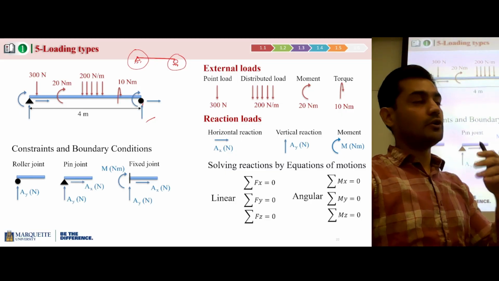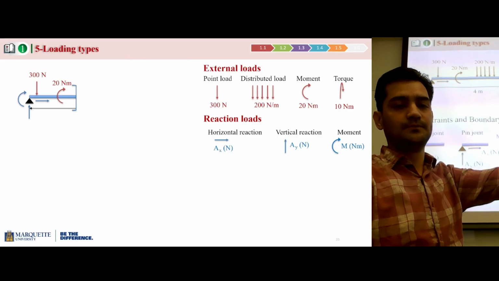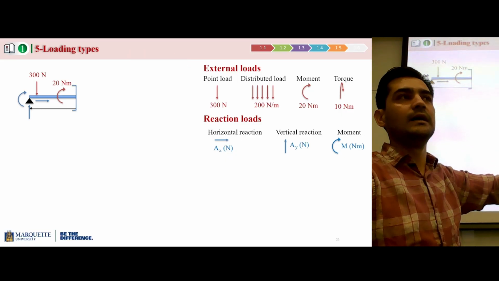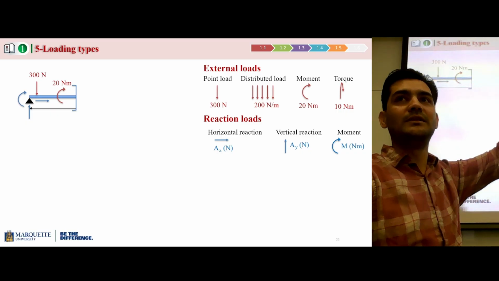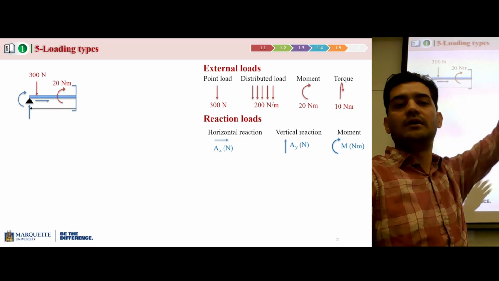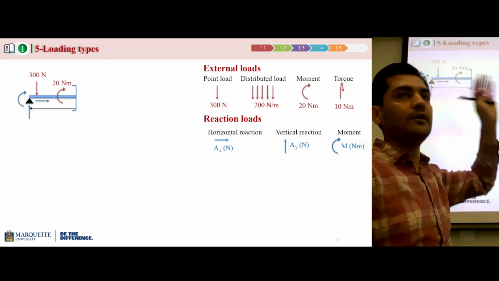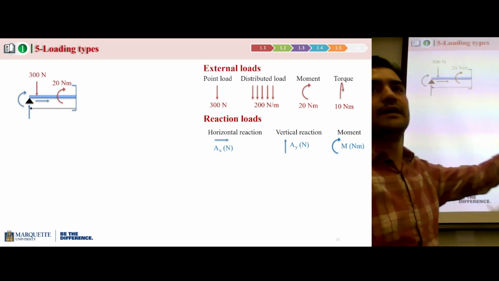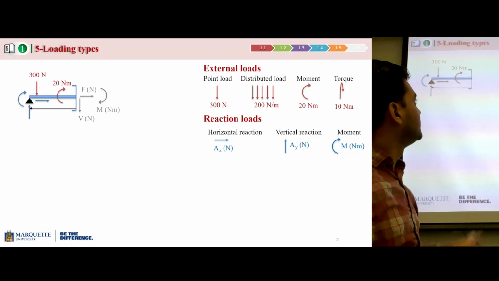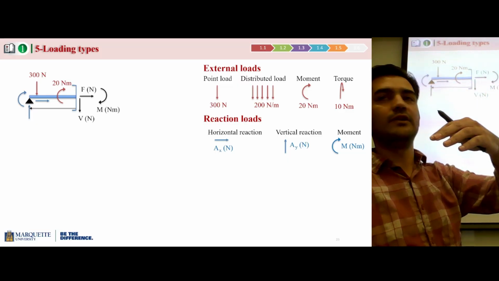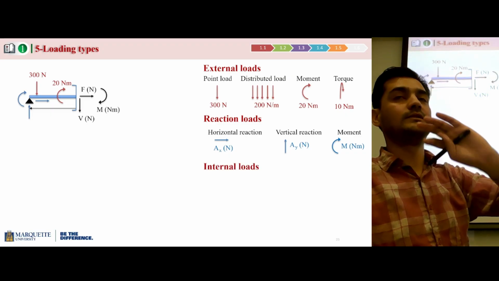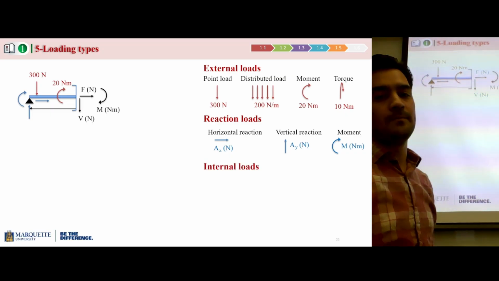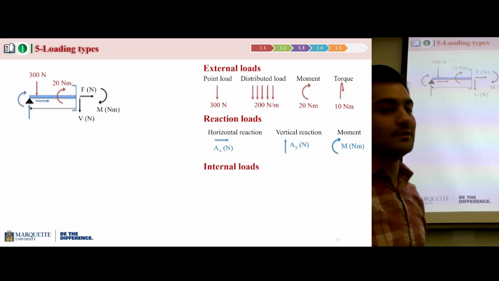In order to expose internal loads, you cut a section. I think have you done the method of sections in trusses? Yeah. So whenever you have to expose the internal loads, you cut a section, and when you cut a section, you're going to expose an additional set of loads, and these loads are called internal loads. I've highlighted these internal loads in black.